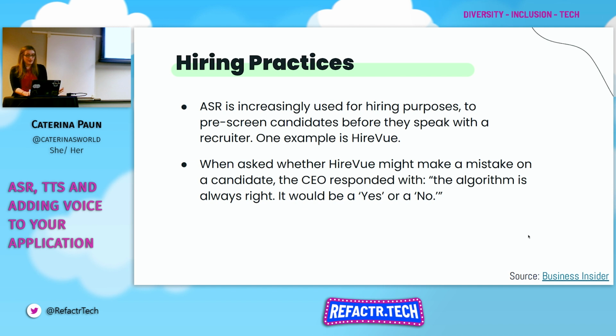Hiring practices as well. There's this company HireVue, and their product interviews candidates before the HR person ever talks to them, so it says yes or no. You can read the entire article if you would like, but several journalists tried it. It didn't go very well for them. The CEO responded saying that the algorithm is always right. It would be a yes or a no. I feel like this sentence in general, the algorithm is always right, is just fundamentally wrong.